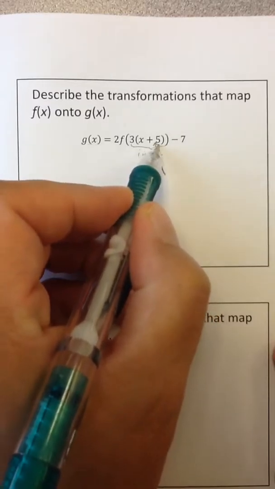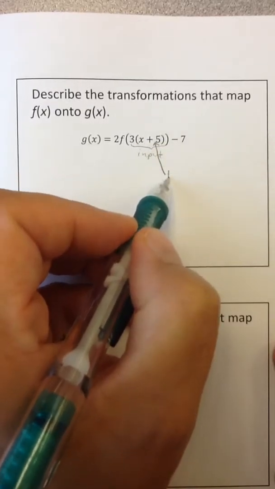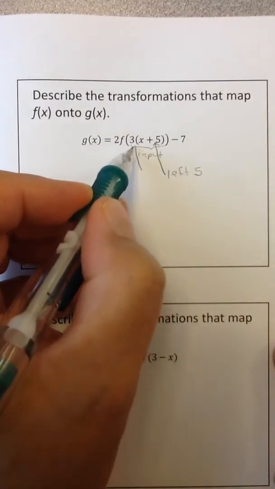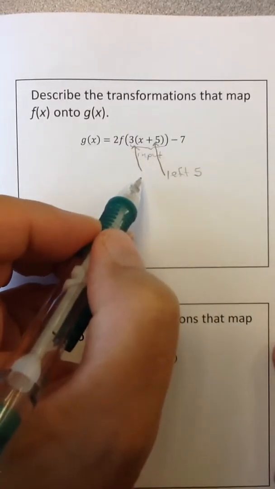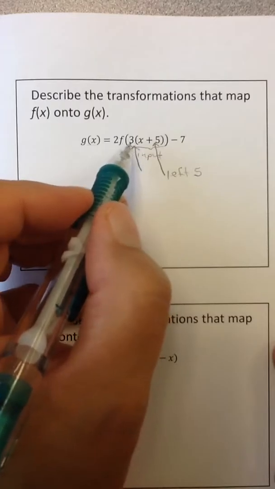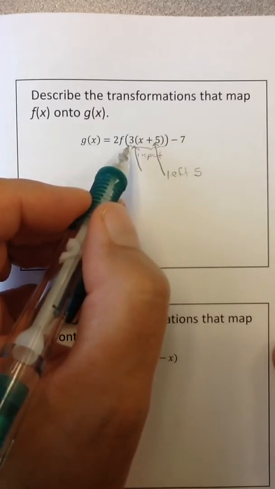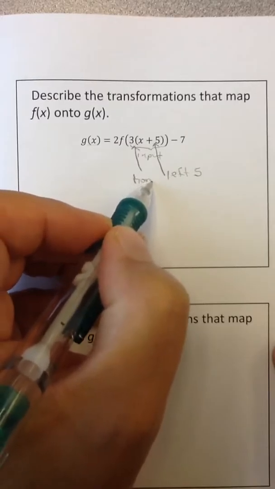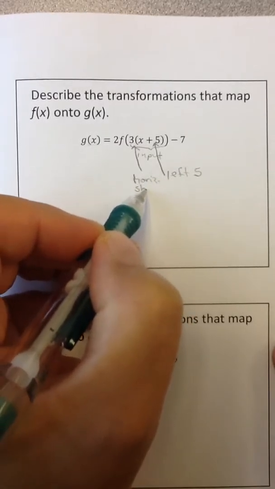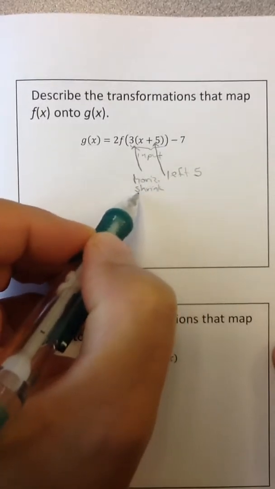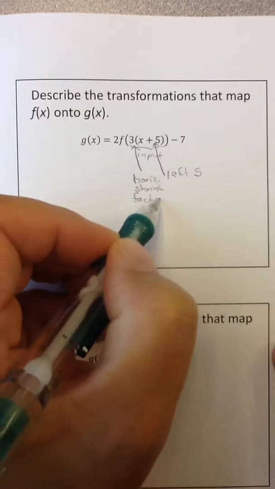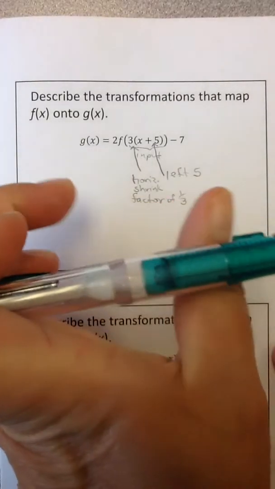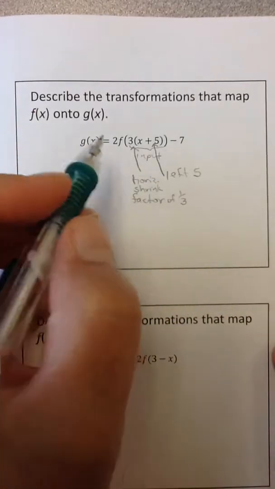The plus 5 that follows the x is going to move the graph to the left 5. The 3 in front of the x is going to multiply all the x's by a factor of 1/3 on the graph. So it's actually going to do a horizontal shrink by a factor of 1/3. So it's going to shrink it to 1/3 as wide.